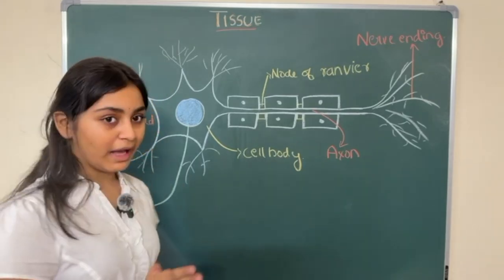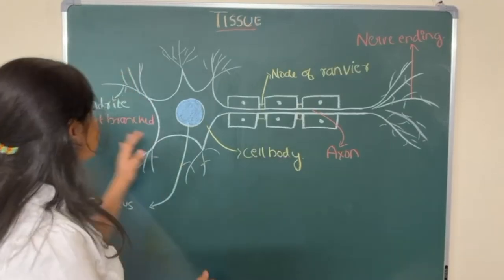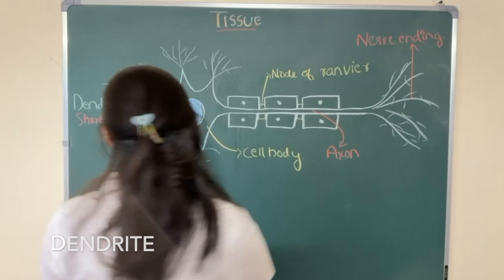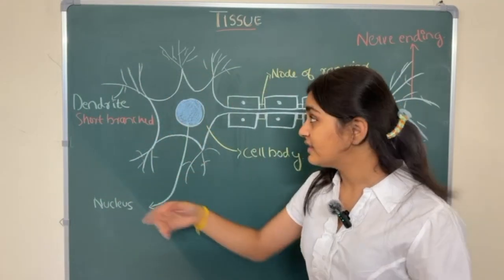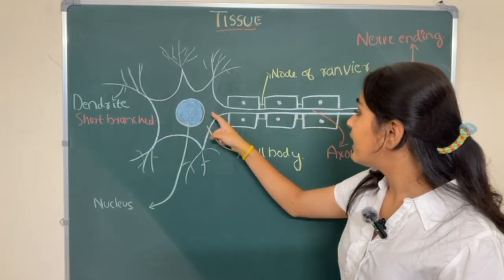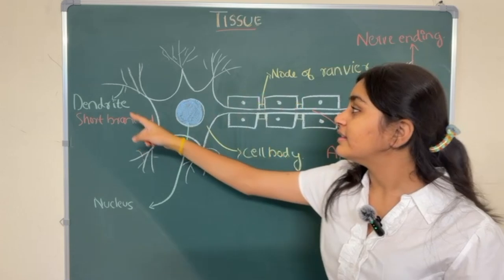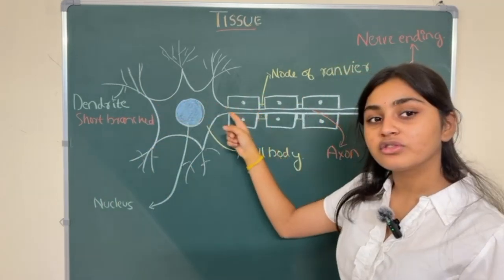Okay, so for example, this is a neuron. This short branched part is the dendrite. What the dendrite does is it takes the impulse and then transfers it to the axon. This long branch is called the axon. The dendrite takes the impulse and it moves to the axon.